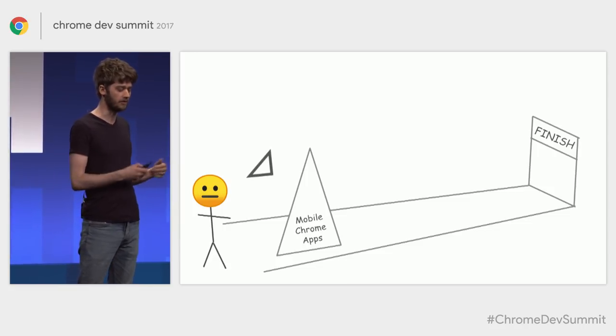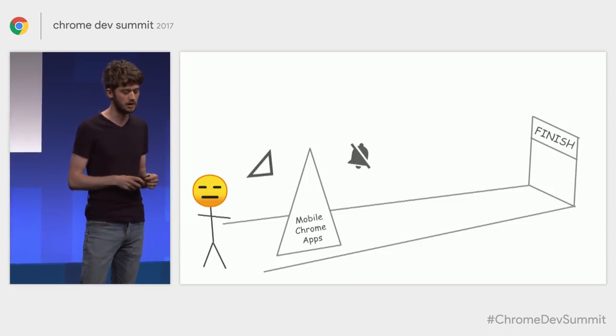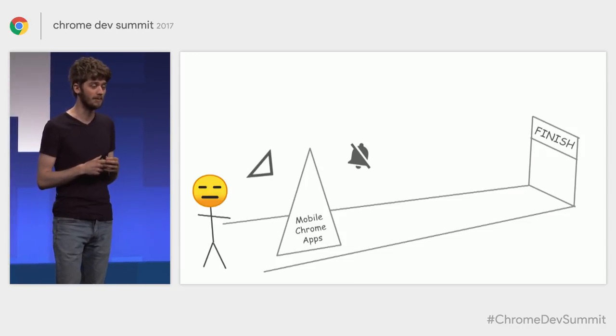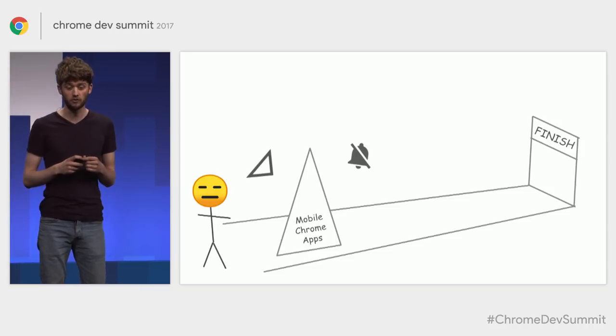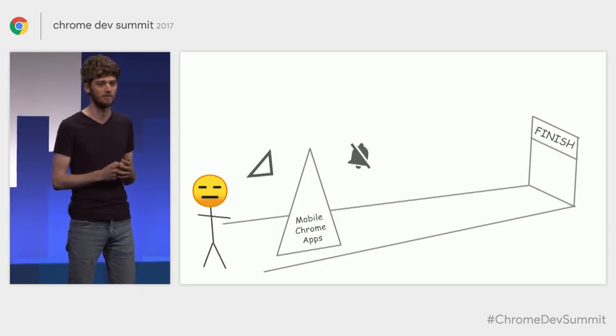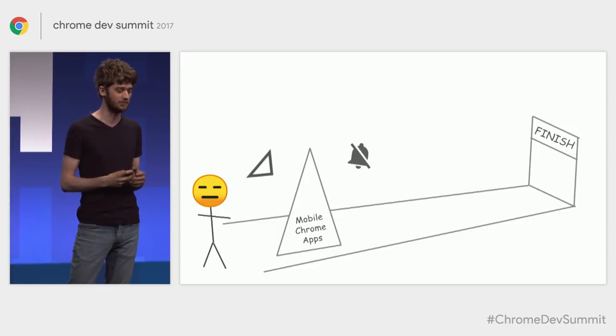But I migrated over, and everything seemed to work until I got to implementing notifications. And I discovered that mobile Chrome apps actually didn't support notifications at the time. And obviously, as a messaging app, that's kind of a big deal. And so again, I'm back to the drawing board, looking around at the other possible options.